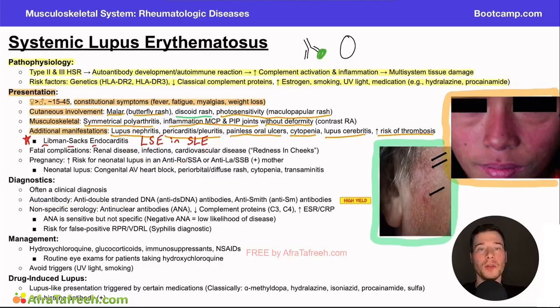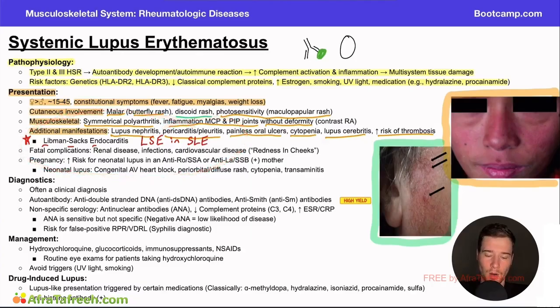Again, just a little memory aid there, but Libman-Sacks endocarditis is basically a type of endocarditis that is what's called a non-bacterial thrombotic endocarditis, because a lot of endocarditis we talk about is dealing with the bacteria, right? It's a Staph aureus infection, it's a strep viridans infection, but here it's a non-bacterial endocarditis. This is also sometimes called marantic endocarditis. And although this is rare, vegetations can actually form on the mitral and aortic valve, just like you would expect to see in a bacterial endocarditis. So again, a special unique presentation of endocarditis here in lupus.